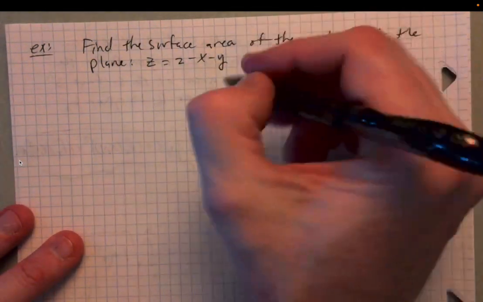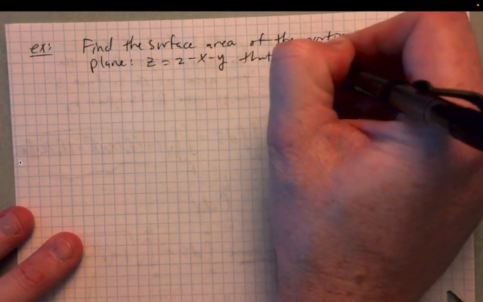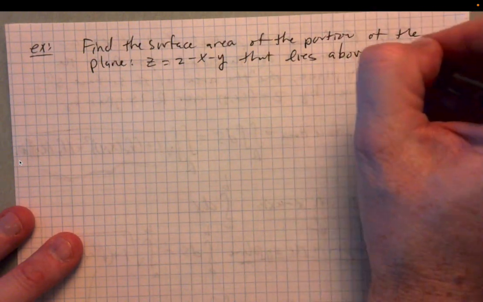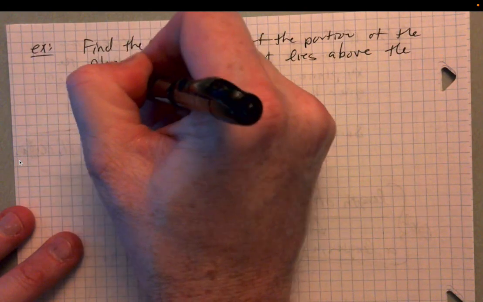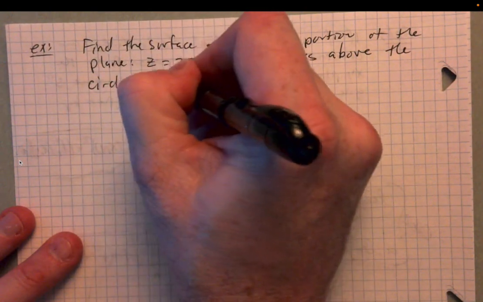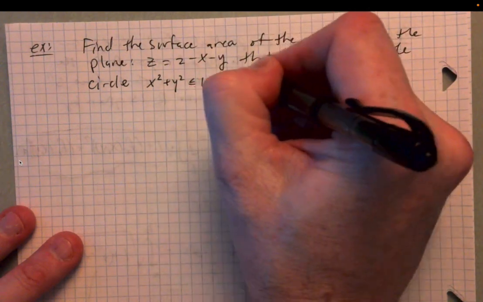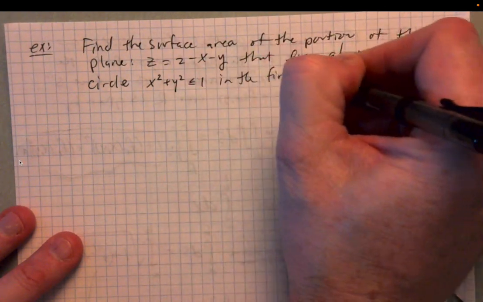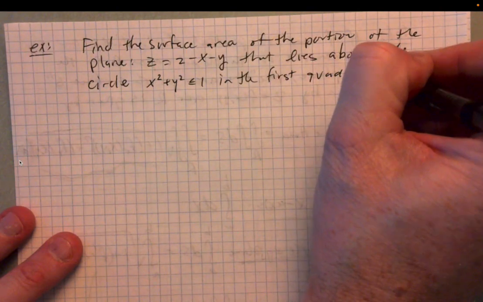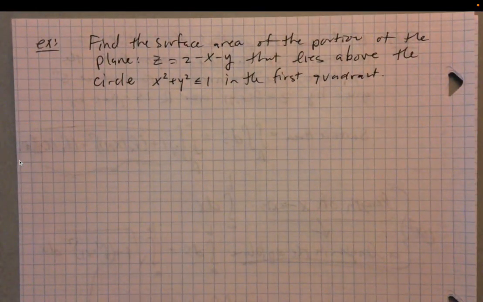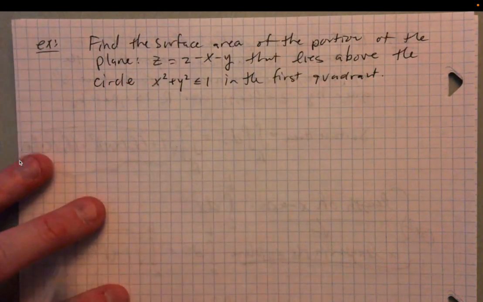the circle x squared plus y squared less than or equal to 1 in the first quadrant. Okay, so what does that look like? All right, let's try to draw it here.